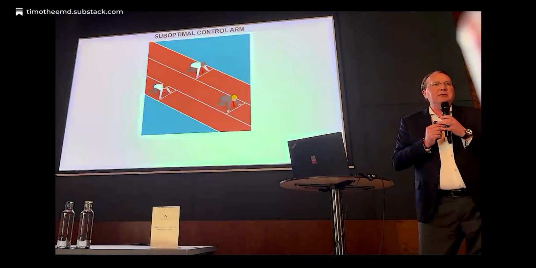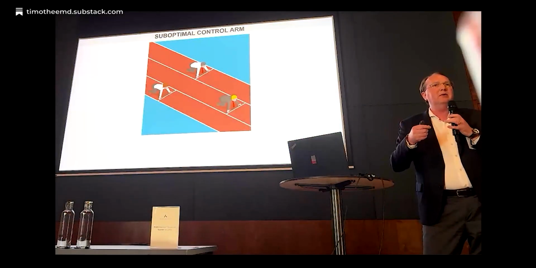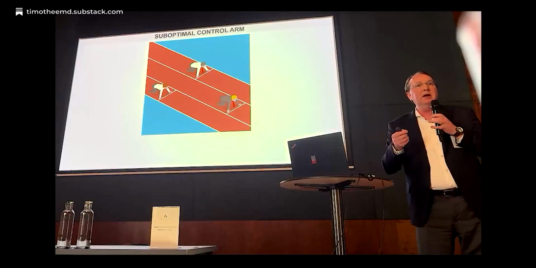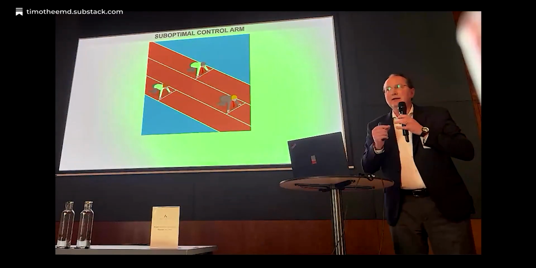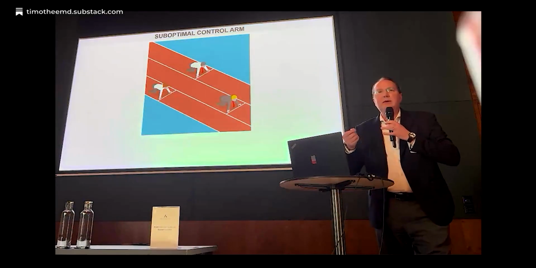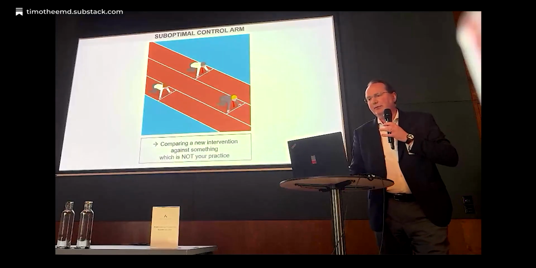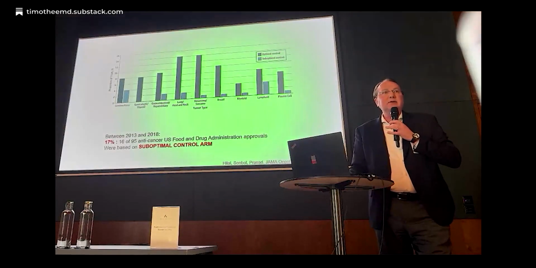So to me, the suboptimal control arm is this image. You have a race, someone is winning, but he had an advantage at the beginning, so you don't know if the winning was really because he was winning faster or just because of the advantages. And actually, it's not so rare.